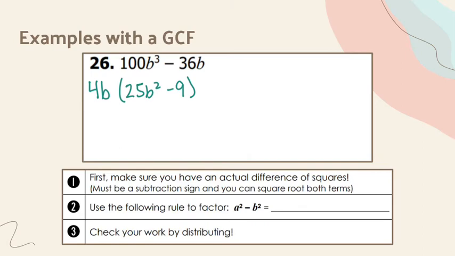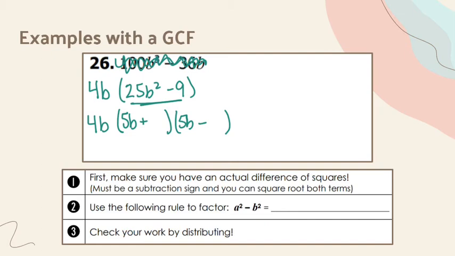So this is now a difference of squares. So what we're going to do is our greatest common factor stays on the outside, and then we set up our parentheses the same way we have been. But we're only looking at what's left down here. We don't care about this anymore. Does not matter. So the square root of 25b squared is 5b. That's our first term for both binomials.